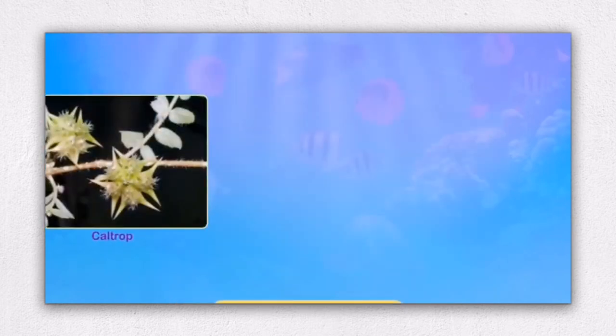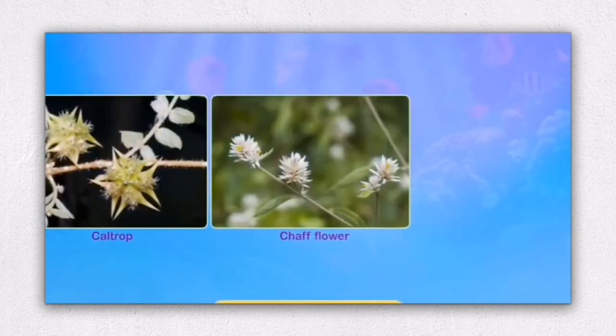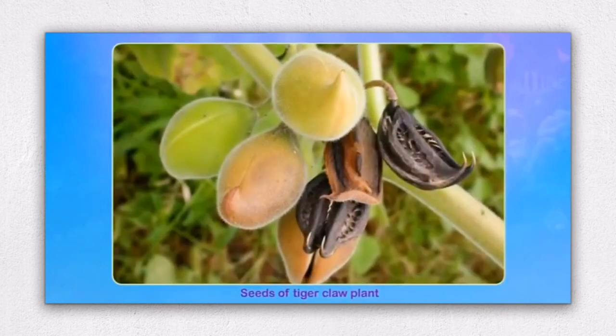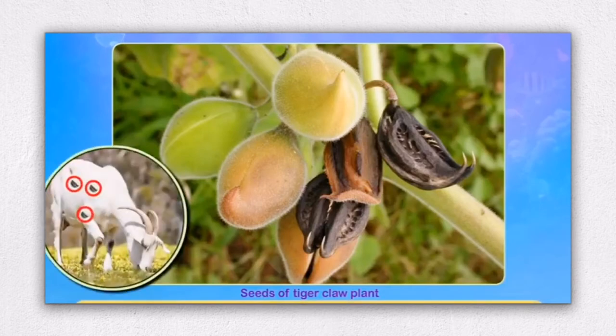The fruits of caltrop, chaff flower and mimosa have thorns and spines. The seeds of the tiger claw plant have hooks or burrs. These stick onto the fur or skin of the animals and even on our clothes and hair.